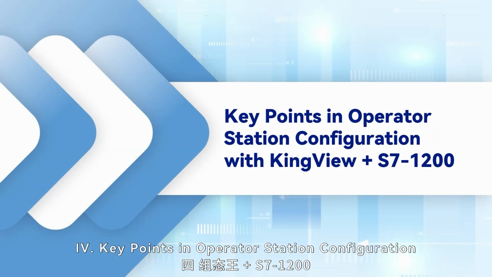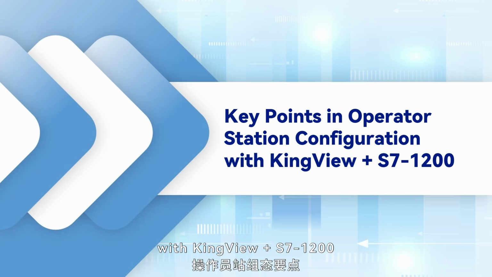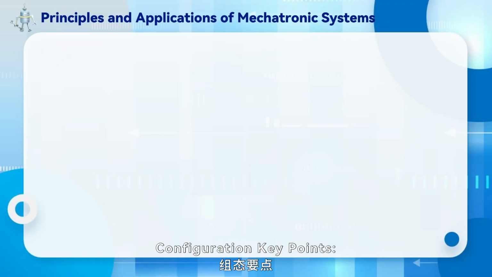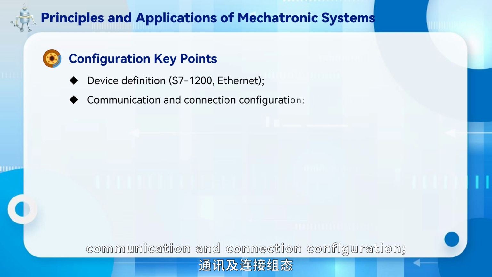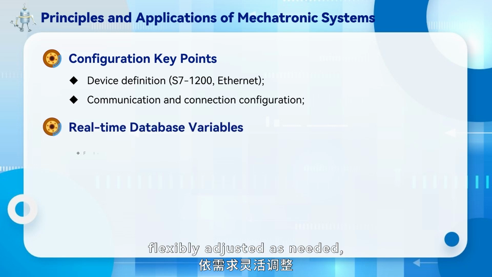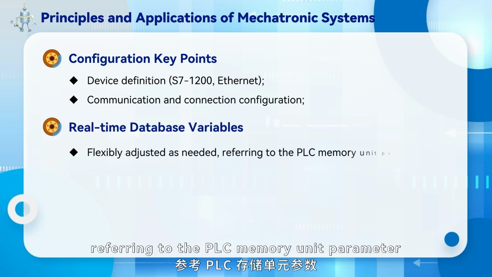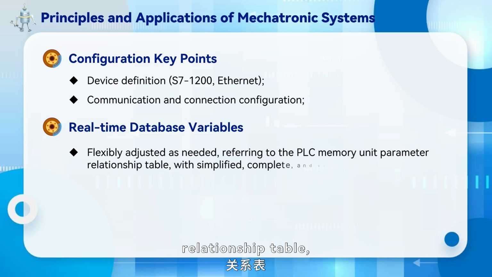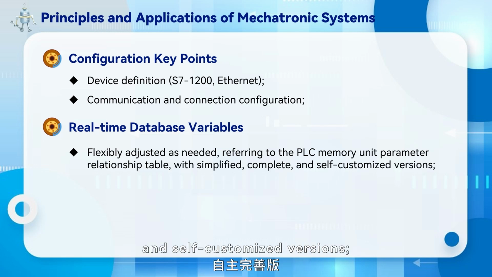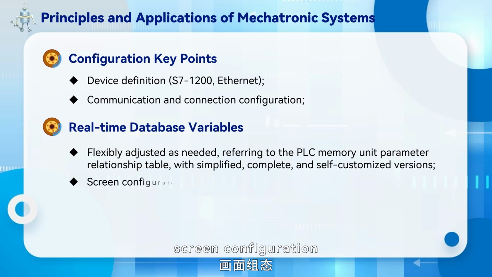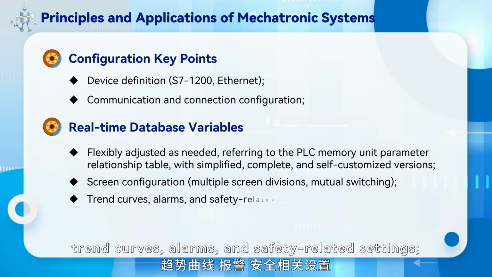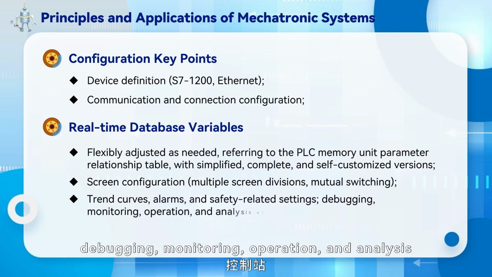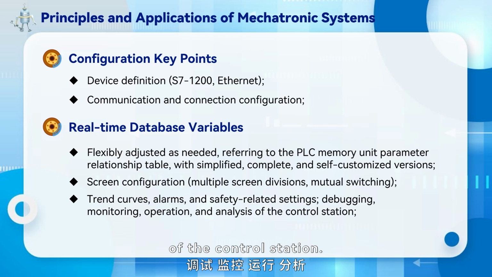4. Key points in operator station configuration with KingView plus S7-1200. Configuration key points. Device definition, S7-1200 Ethernet communication and connection configuration, real-time database variables, flexibly adjusted as needed, referring to the PLC memory unit parameter relationship table, with simplified, complete, and self-customized versions, screen configuration, multiple screen divisions, mutual switching, trend curves, alarms and safety-related settings, debugging, monitoring, operation, and analysis of the control station.